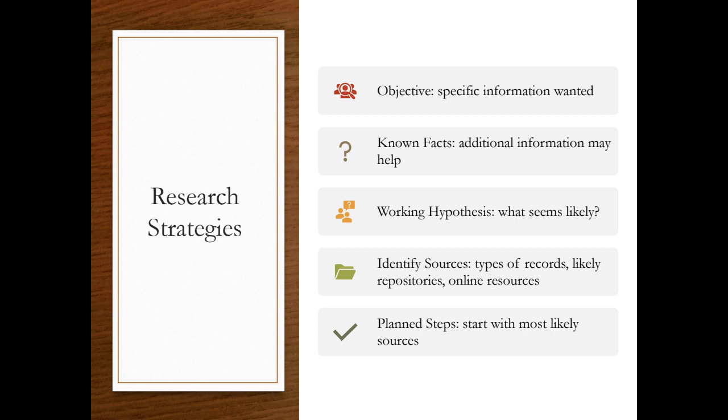Once you've got your working hypothesis on where you're going to start and where you think things are likely, then you can start identifying what types of records you're going to be looking at that are going to have that kind of information in them. You're looking for likely repositories: institutions, libraries, archives that would have these types of records. And remember that there are some online resources that might have information you're looking for. Knowing where to search for some of those things can be very helpful.